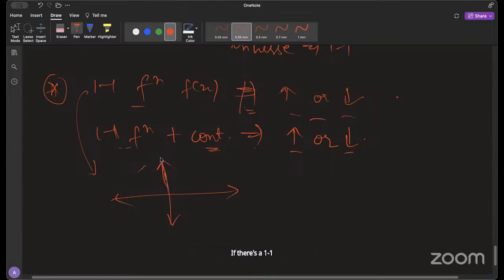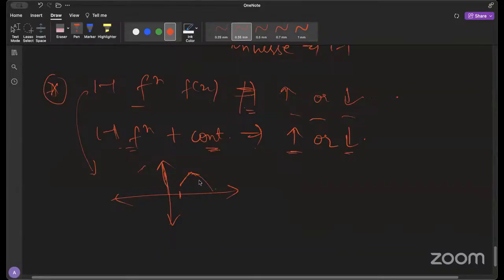If there's a 1-1 function, let's just say this is a continuous function. Let's just say you're going up. This is the start of your domain; either you go up or you go down. Let's just take this. And for this to not be strictly increasing or decreasing, you have to come back here. It's a continuous function.